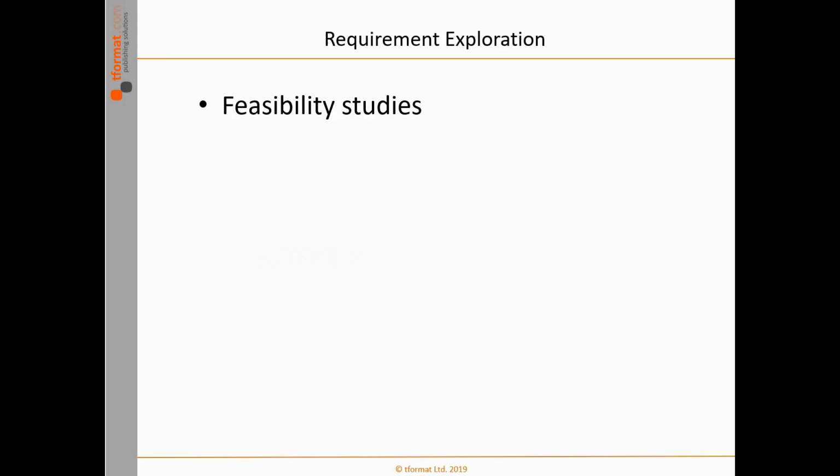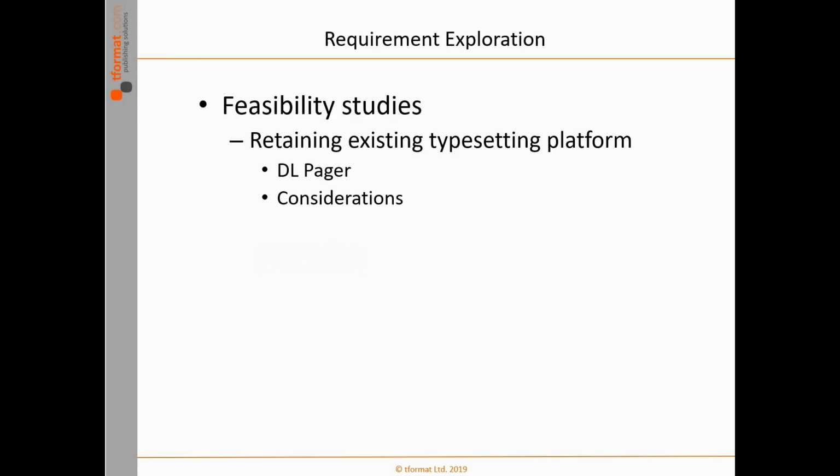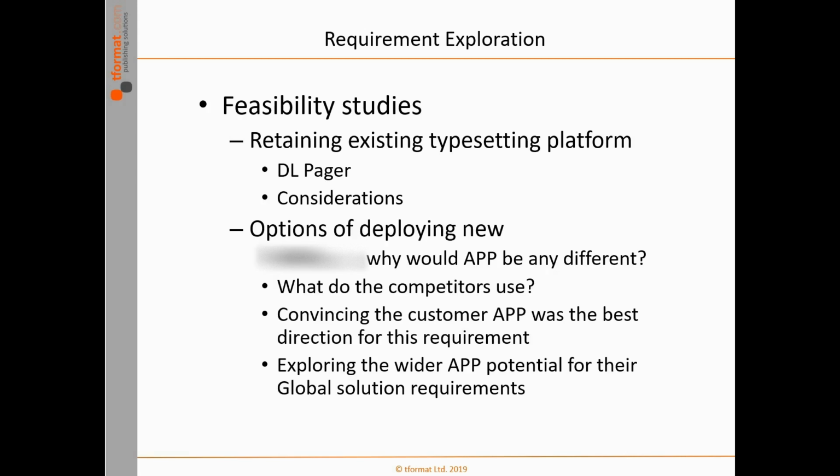We started by having a series of feasibility studies. We looked at how we could implement our existing comparison engine with the DataLogix Pager system. We looked at how this could be done on a system that was no longer maintained, and we had to consider the implications of trying to integrate our comparison engine to a system that had never been done before, and if the higher cost of this could be prohibitive. We also looked at options of deploying new.